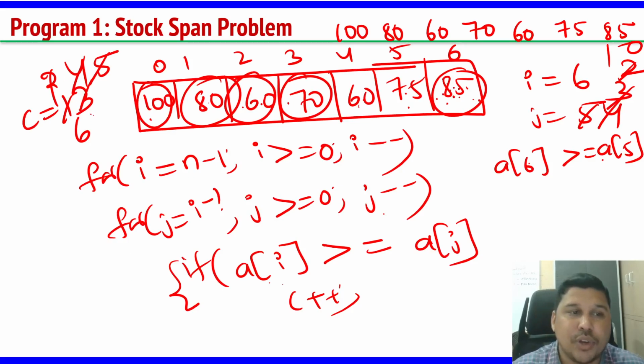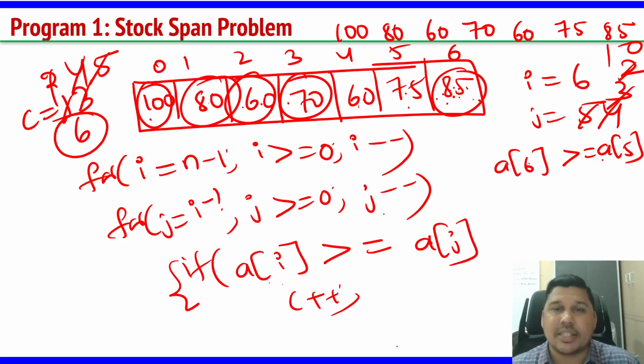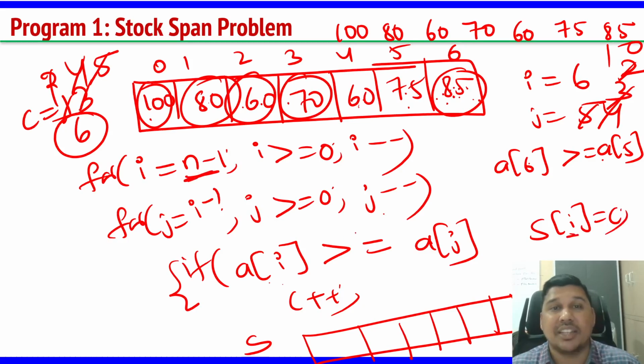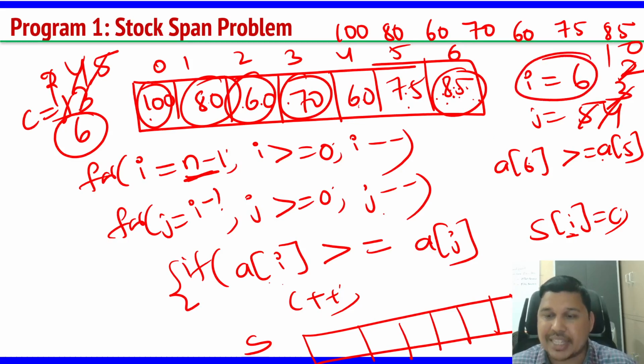What is the count value? We got 6. That you insert into another array. You take another array to maintain the span values. If this is a span array, you just put s of I equal to c. That's it. Why s of I? I value is n minus 1 in the first iteration. That is I value is 6. In s of 6, place 6 value. Then I becomes minus minus. So this time I will become 5.